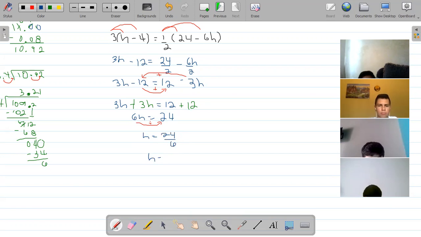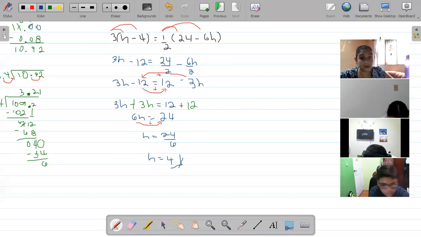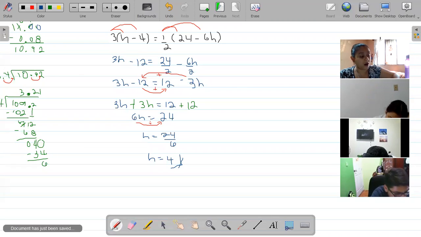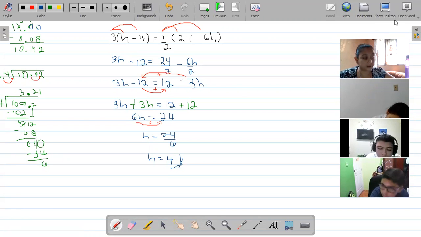So h is equal to 4. And that is my final answer. Even though it began with a fraction, I'm ending with the whole number. Okay, I finished with the whole number. And this is basically what we are going to be seeing for this very last day of review. Do you have any question whatsoever? Yeah, okay then.